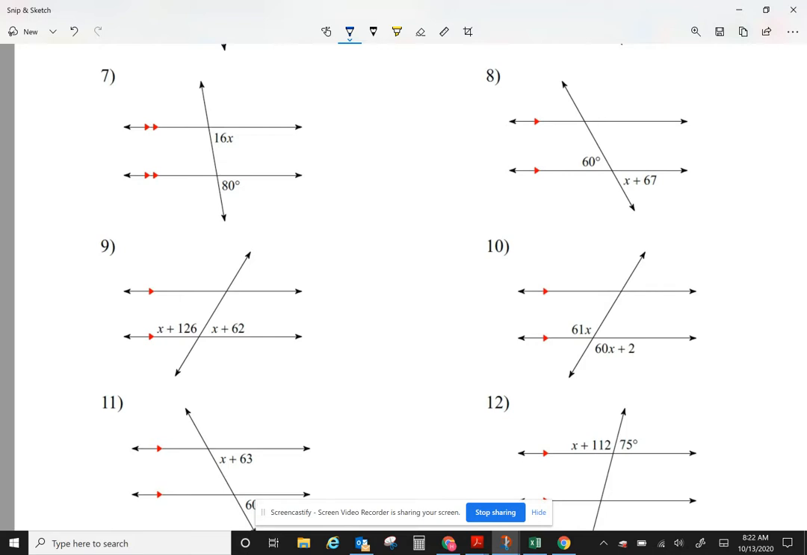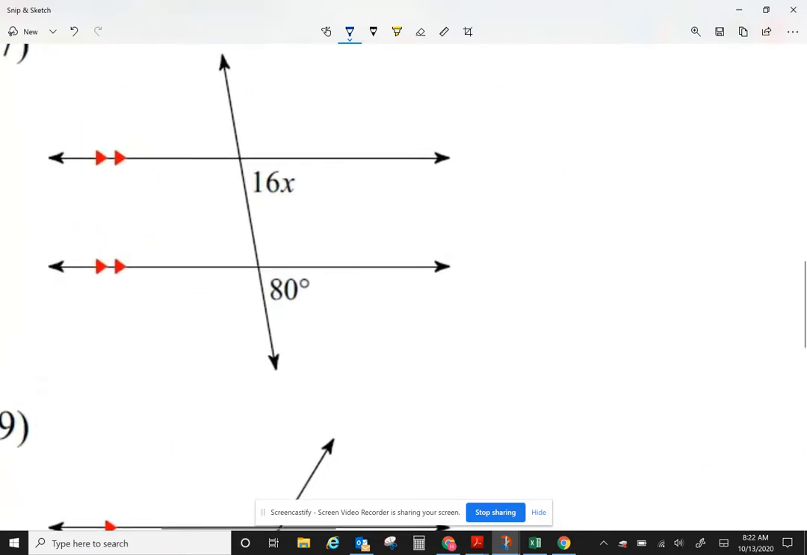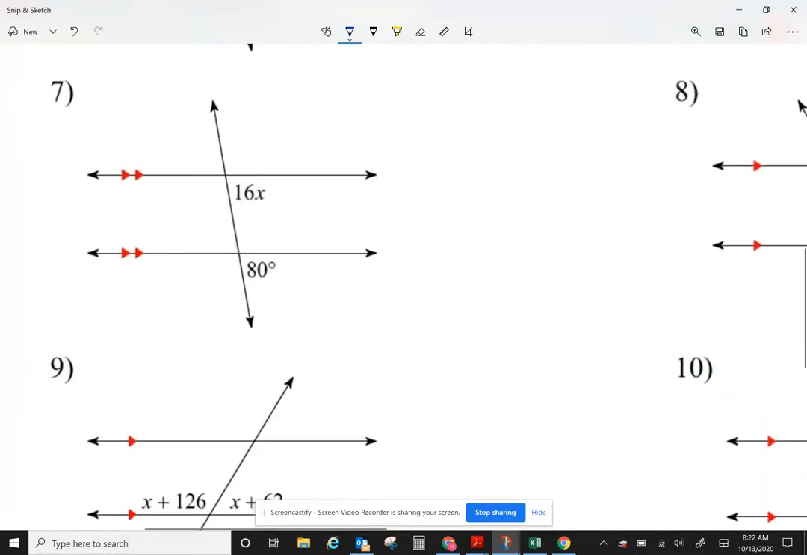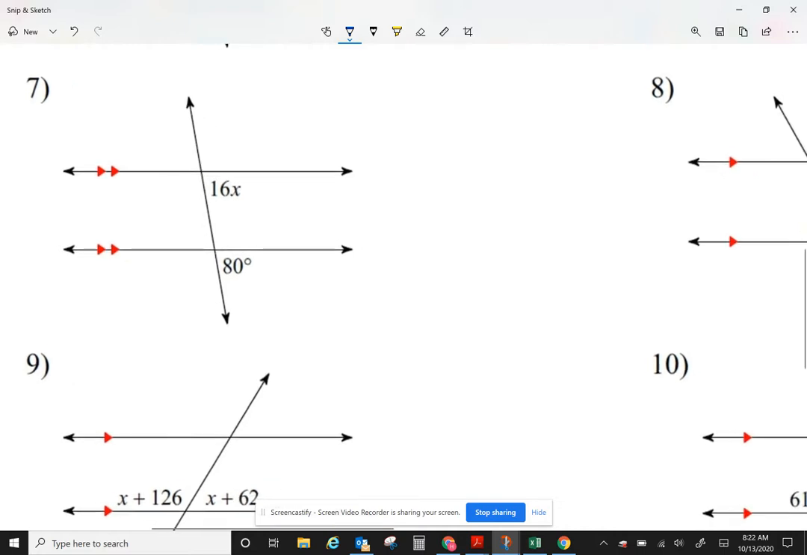The instructions here are going to be solve for x. Now looking at question number 7. The two angles in this case are corresponding. They're on the same side of the transversal. One of them is inside, the other one's outside, but they're not next to each other, so they're corresponding. For corresponding, I'm going to let them equal each other. So I'm going to say 16x is equal to 80.